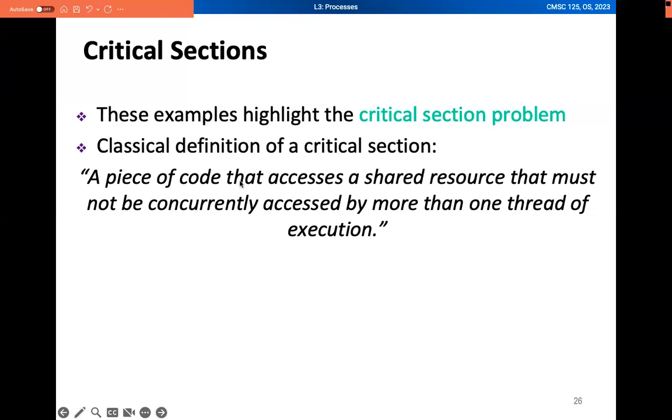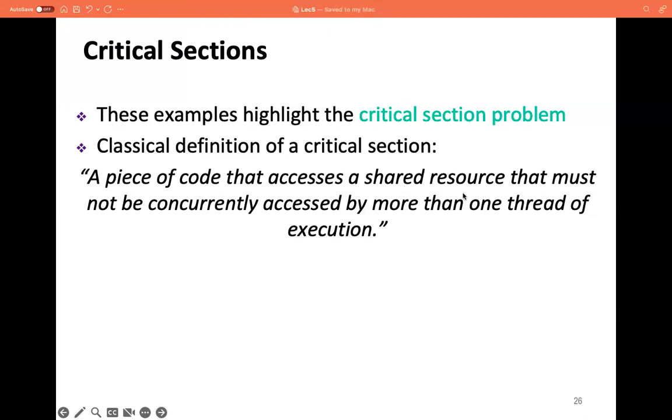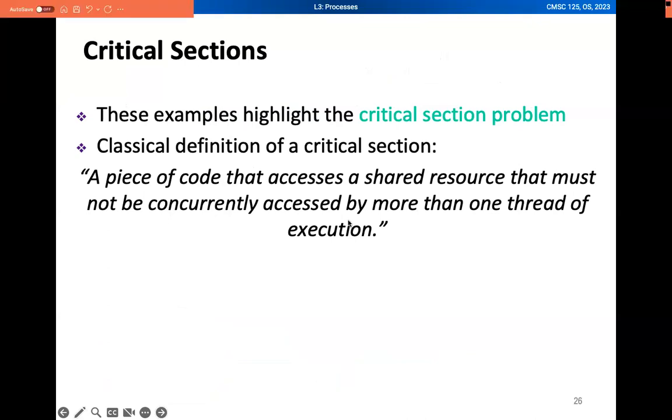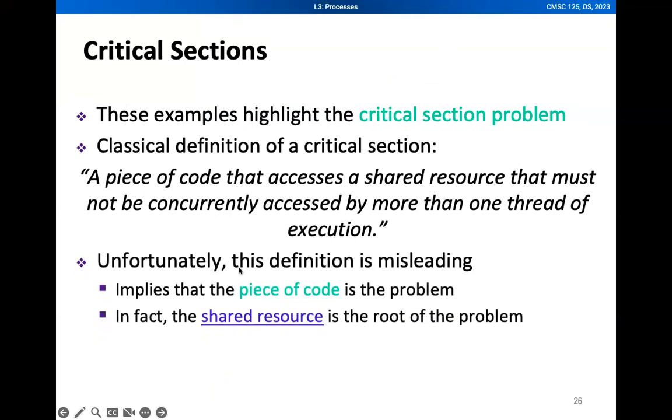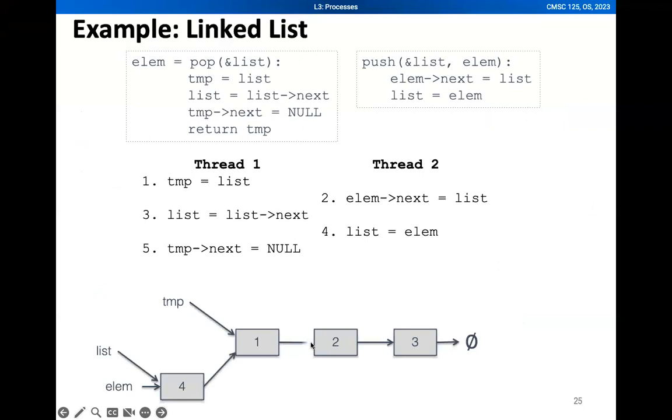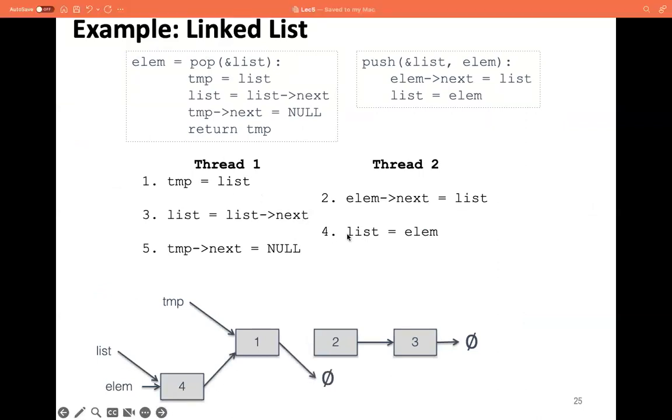Okay, so a piece of code that accesses a shared resource. Going back here, what is our shared resource? It is the list. Okay, the list is the shared resource. And unfortunately, this definition is misleading. It implies that the piece of code is the problem. In fact, it is the shared resource that is the root of the problem. Again, in this example, they share a resource, which is the list.